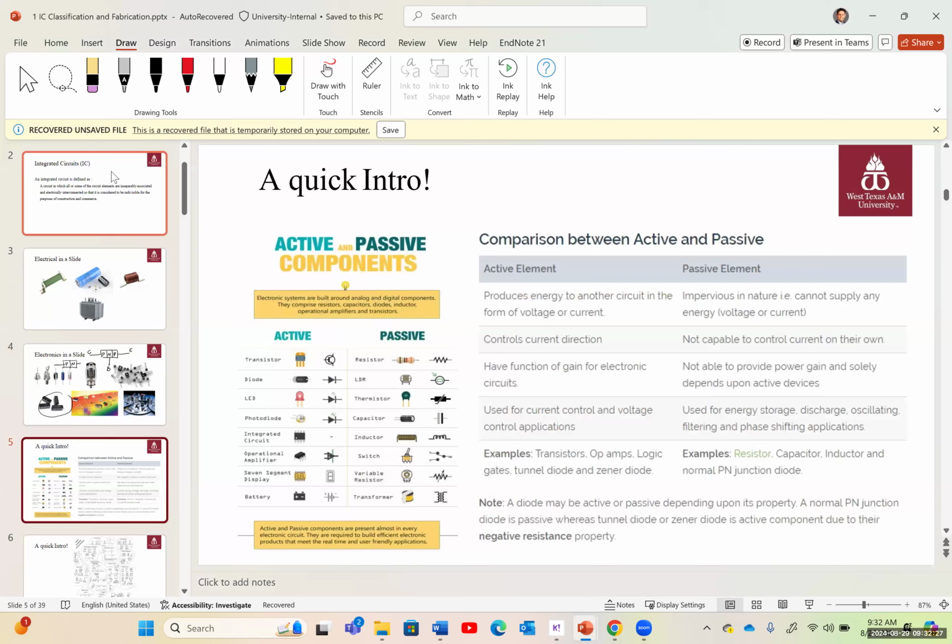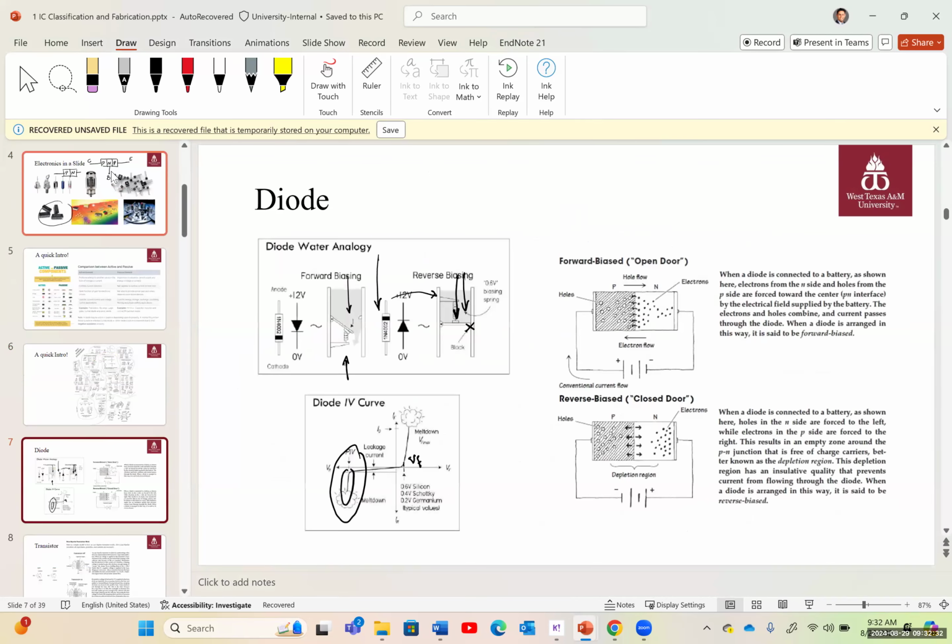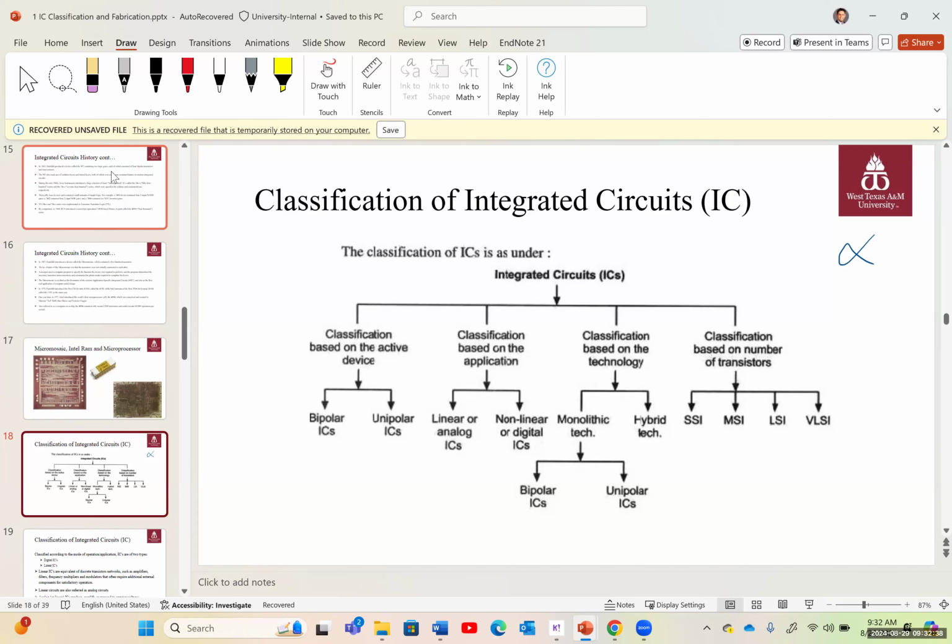In the previous class, we did some introduction on linear integrated circuits, different electrical elements, passive and active elements, diode, transistors, a little bit of introduction and history. Today, I'll continue with classifications of linear integrated circuits and integrated circuits in general. Today we will finish the introduction of LIC, and next week we will start with ideal op-amp.